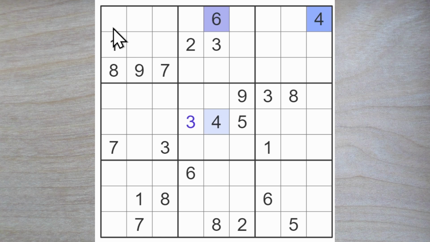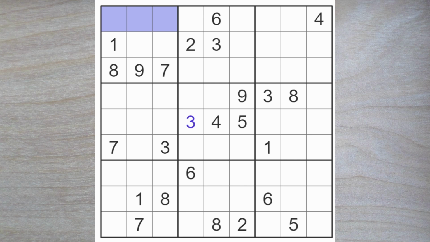4 and 6 block this way, so we have a 4 and a 6 here. Therefore, a 6 must go here or here, and a 4 must go here or here. If these are a 4 and a 6, then these, of course, must be a 2, 3, and a 5. Again, nothing much I can do about that.